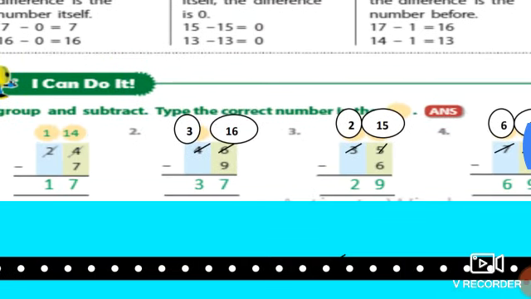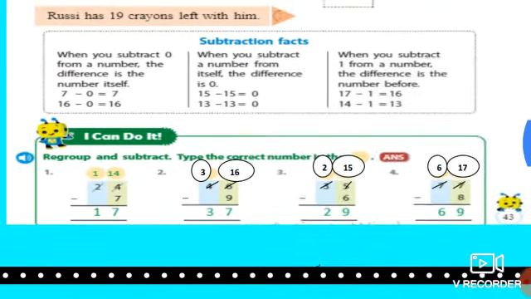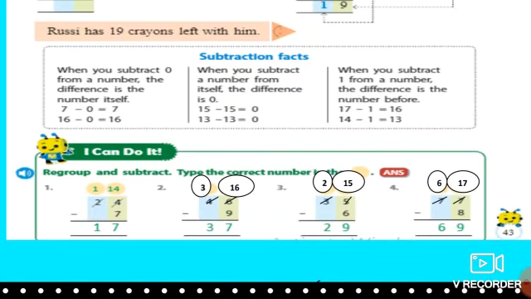So there are 4 sums, students, you have to do in your book now. Yes, you can do it, students. The question is, regroup and subtract. Type the correct number in the box. We have to regroup. Regroup means we have to borrow.